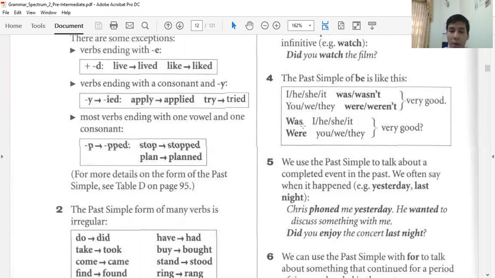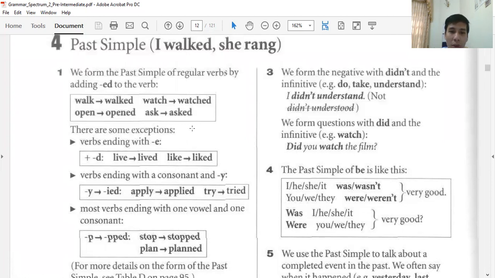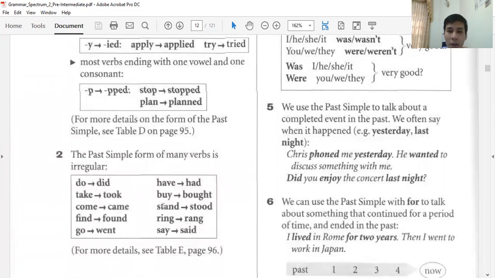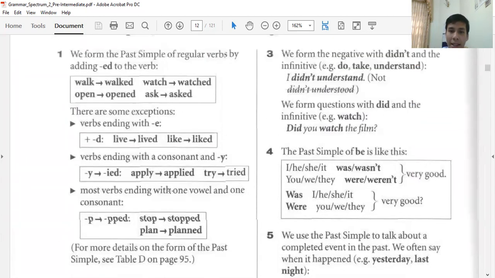And then this one is questions. Was I very good or was he very good? Was I, he, she, and it very good, for example, like this. Or were you, we, or they very good? Just ask about this to make questions by using the verb be in past simple. So we have regular verbs and irregular verbs, and this one is about the past simple of the verb be. We finished with this, and I hope you understand about this.